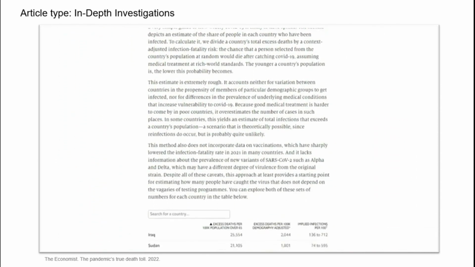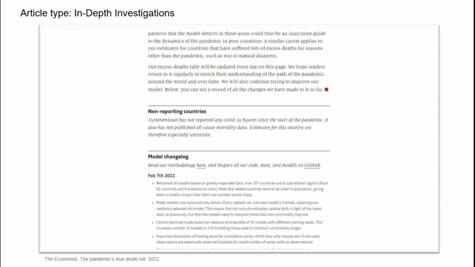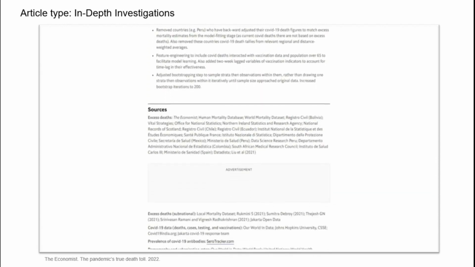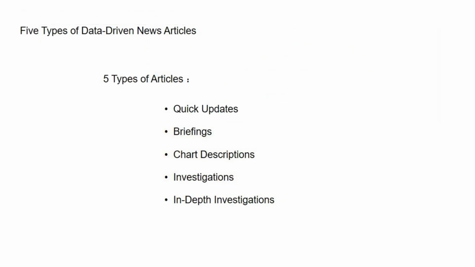For example, The Economist's investigation into pandemic statuses uses extensive data and machine learning to reveal potentially higher numbers, providing fresh insights. Well, these are the different types of data-driven news articles we have distinguished. We hope these showcased examples help you understand the distinctions between them. This framework aims to assist in defining the communication goal, information scope, and focus during article composition.